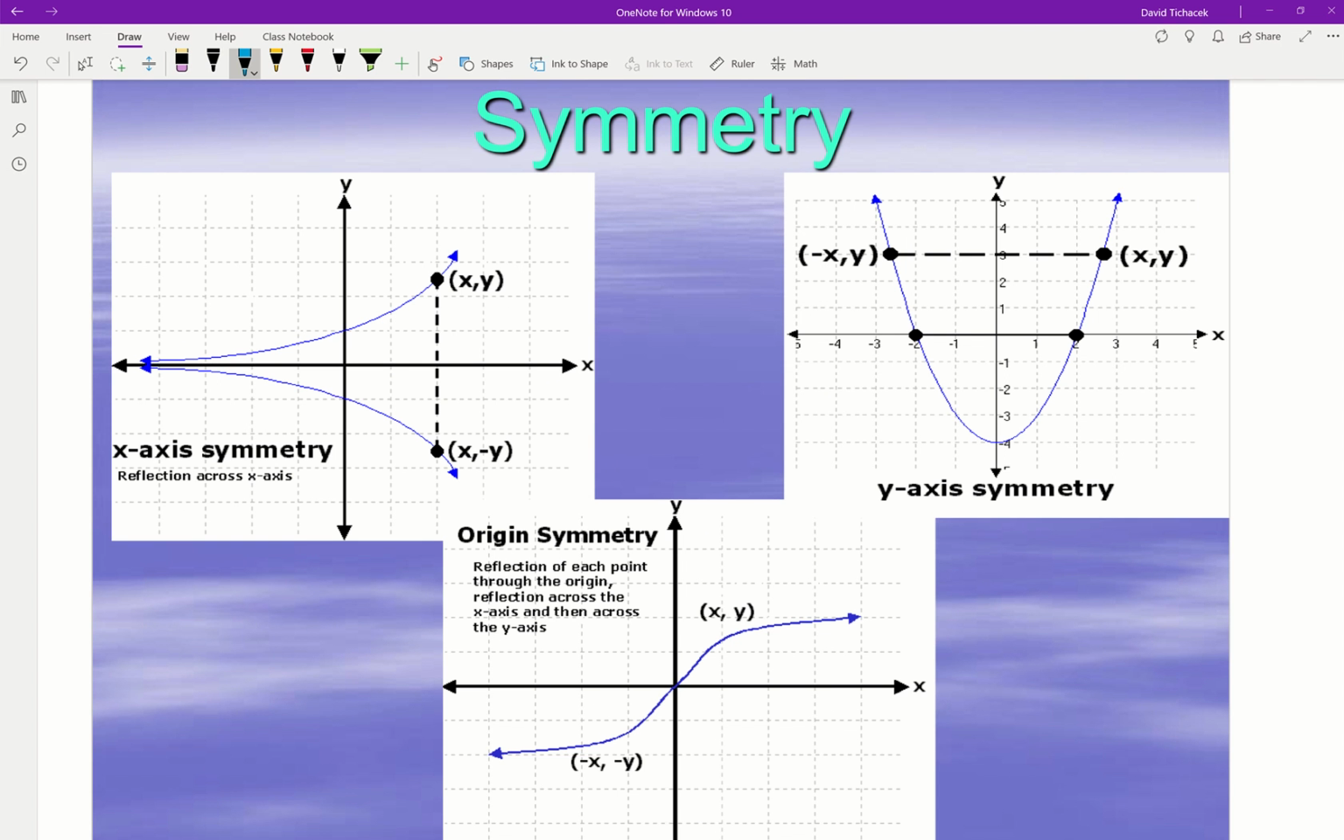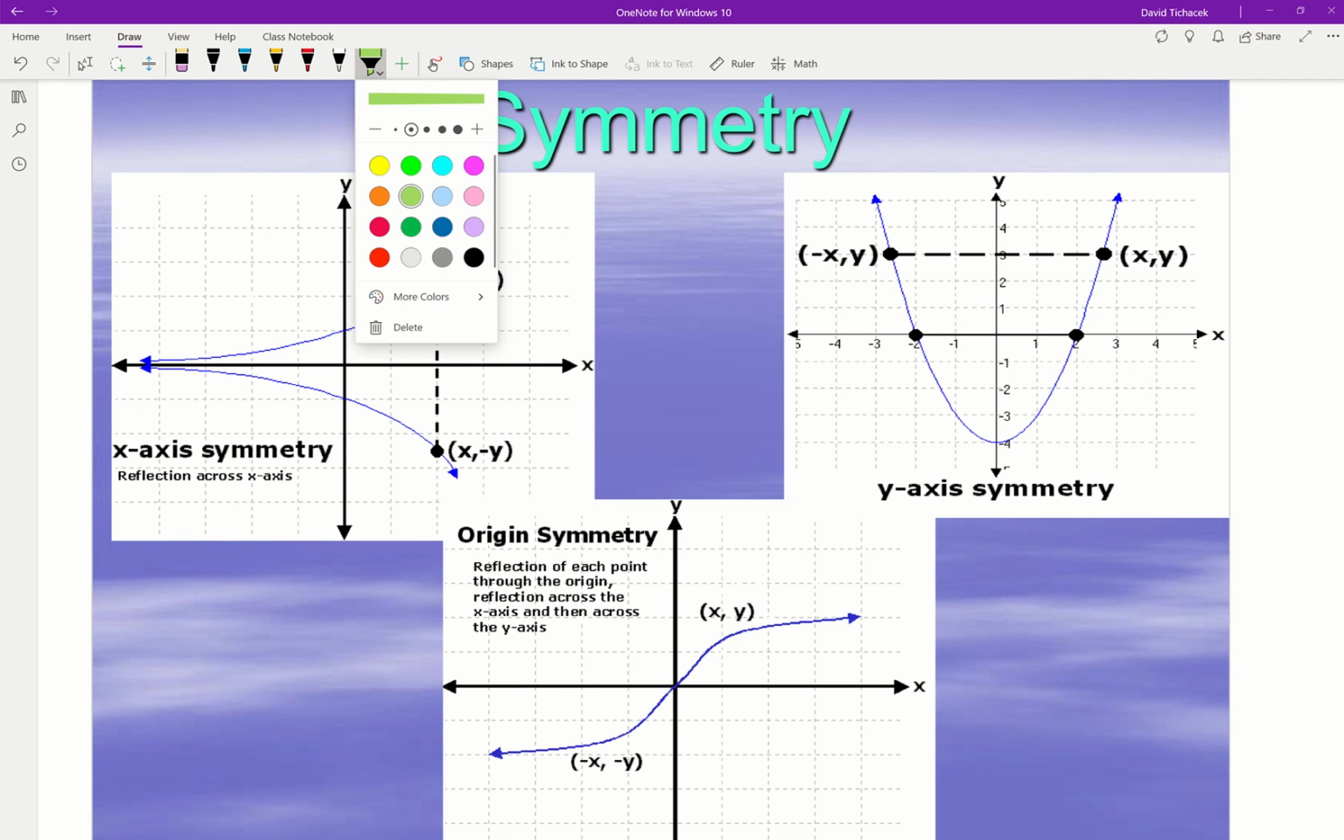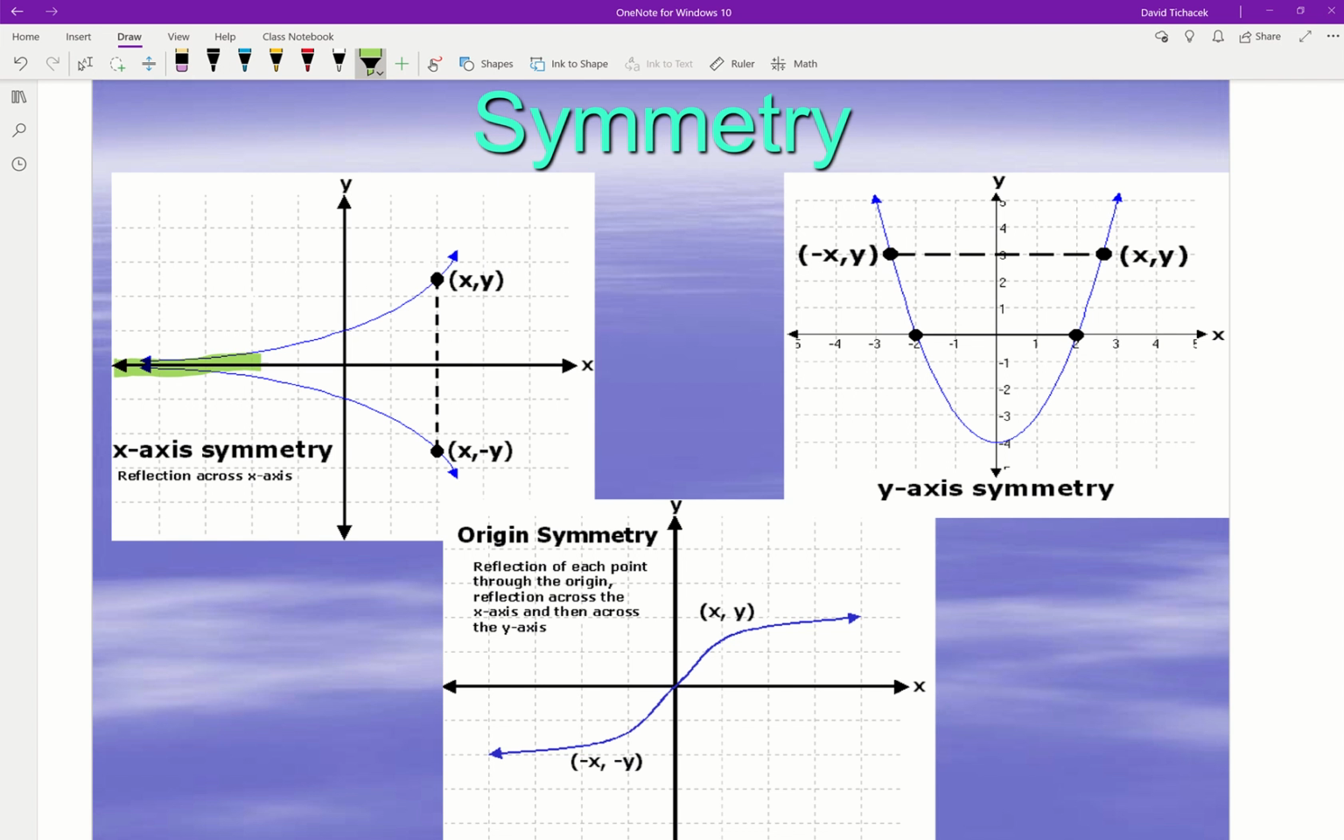We can have symmetry across the x-axis, which basically means that your x-axis here is acting as a mirroring line. And so part of the graph is looking into this mirror right here and seeing its reflection. We could also have functions whose mirroring line is on the y-axis here. So we mirror across that line.